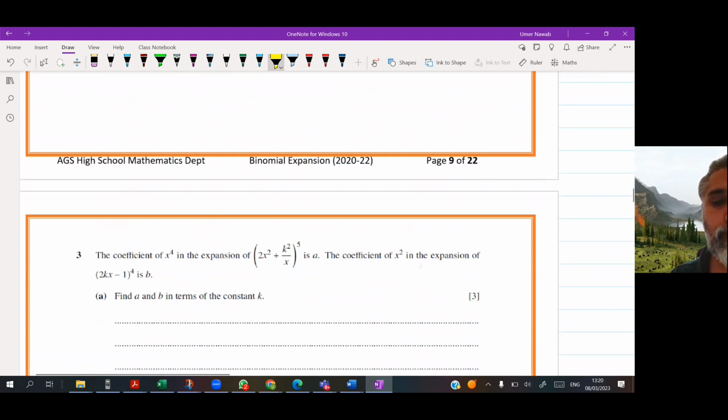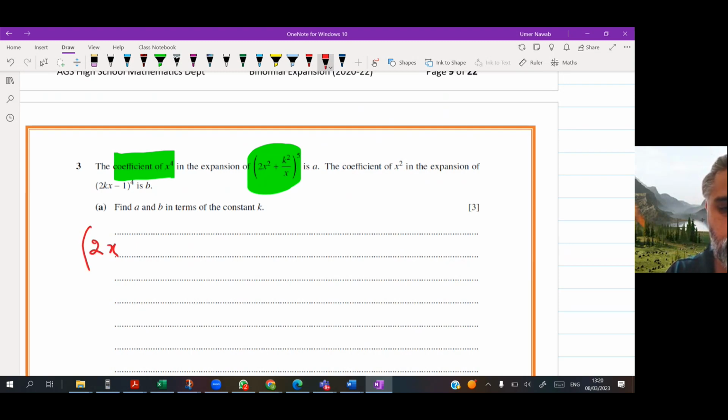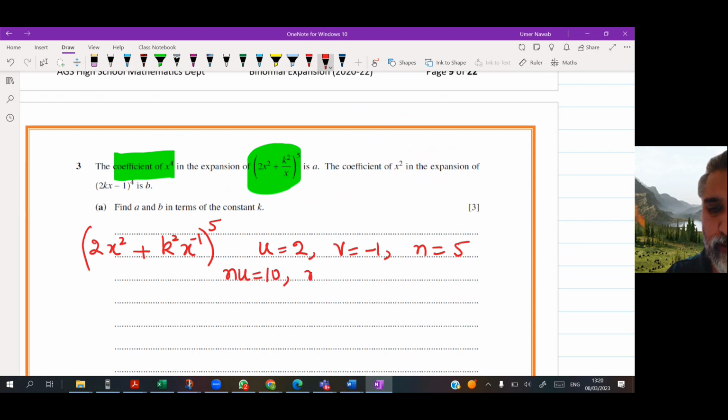Now we reach the next question. We have to get the coefficient of x to the power 4 in (2x squared plus a squared x to the power minus 1) raised to the power 5. Our u is 2, our v is minus 1, and our n is 5. So n times u is 10, n times v is minus 5, and v minus u is minus 3.